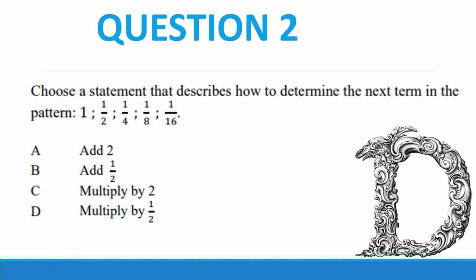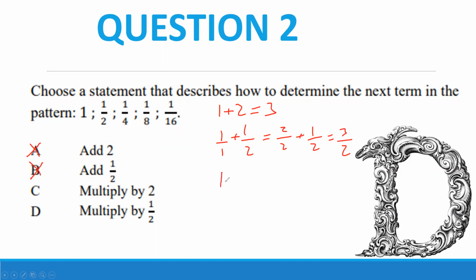For this kind of question, if you want, you can try the options. All options you can try, and then you can eliminate options. Add 2. Your first number is 1. 1 plus 2 equals 3, not 1 over 2. Option A is gone. Add 1 over 2. 1 plus 1 over 2. You can write 1 over 1 and 2 over 2 plus 1 over 2, 3 over 2, not 1 over 2. That's also gone.